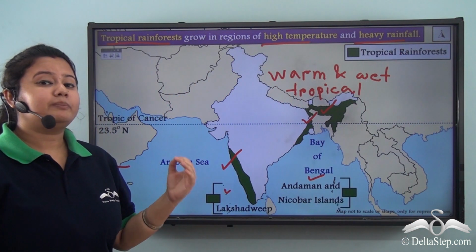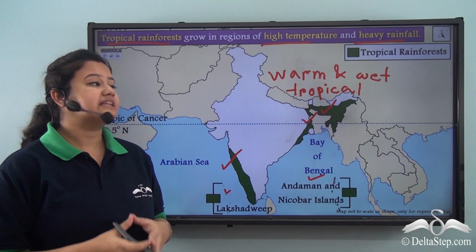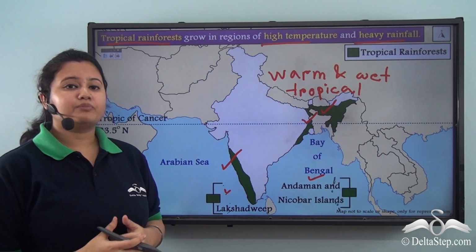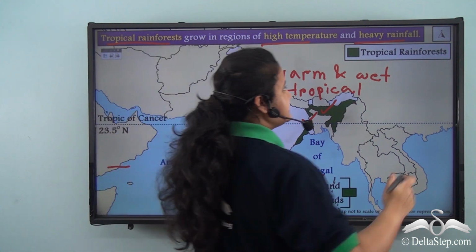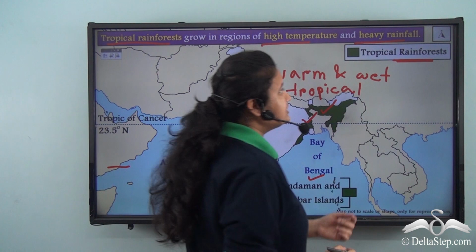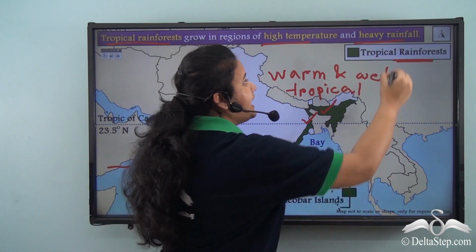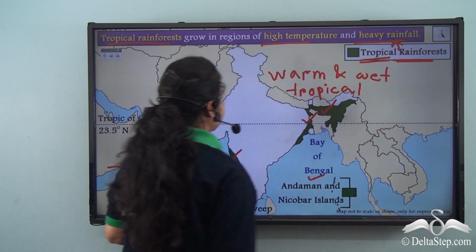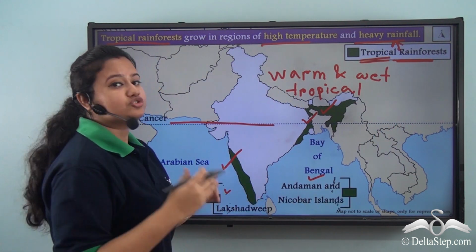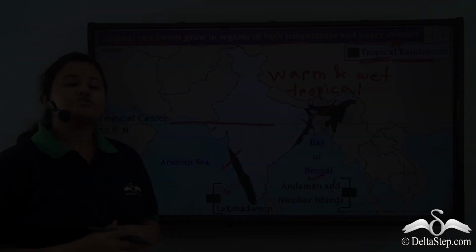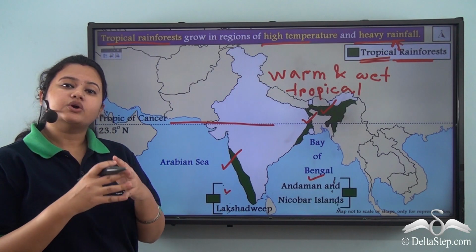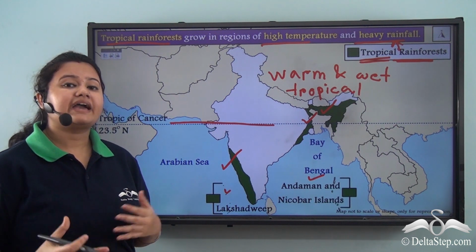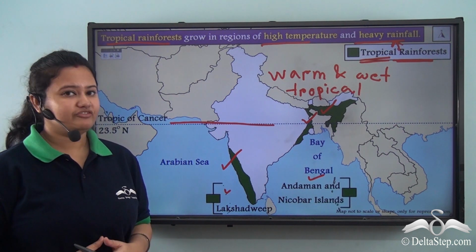Yes, rainfall plays an important role in the development of these forests, and hence such type of vegetation is also known as rainforest because it grows in regions of heavy rainfall, and it is called tropical rainforest because it exists in the tropical zone. So now that we have understood the location of tropical rainforest, let us know about the characteristic of such type of vegetation.